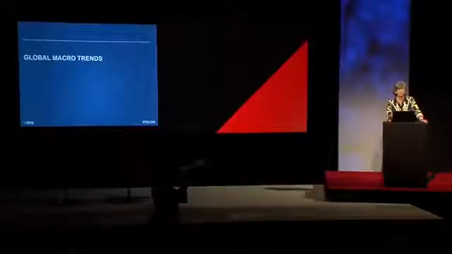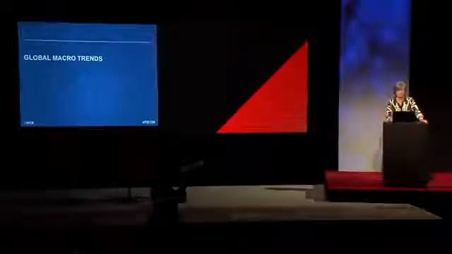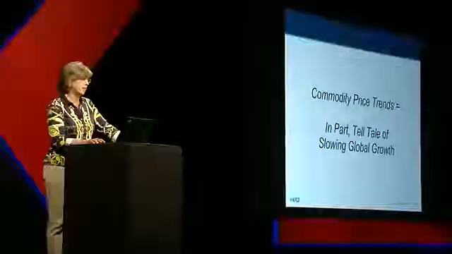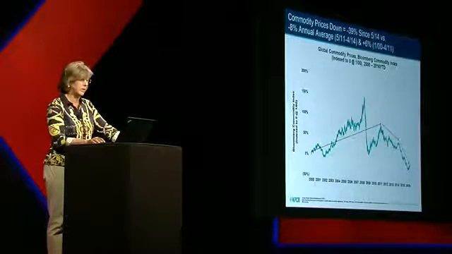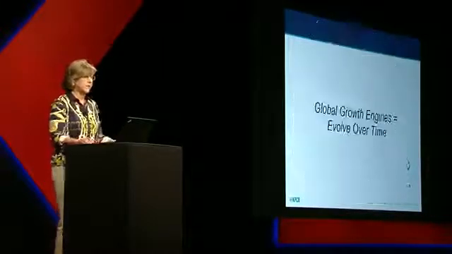Global macro trends. I don't always do this, but I want to spend time on it this year because growth around the world is slowing, and it's important for all of us to think about it. If we look at GDP growth around the world, in 6 of the last 8 years, it has been below the 20-year average. Commodity price trends tell a tale of slowing global growth as well. Commodity prices are down 39% since May of 2014. You can see the trending on this chart that started in 2000.